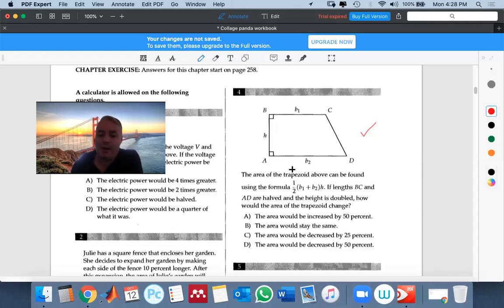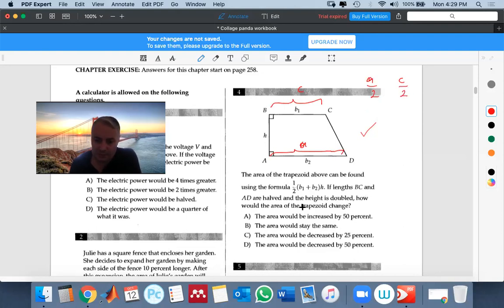The area of a trapezoid can be found using the formula. If the lengths BC and AD are halved, let's say, for example, instead of B1, B2, I don't like this. So let me call this A units and this C units. So it says make it half, A over 2, make it C over 2.